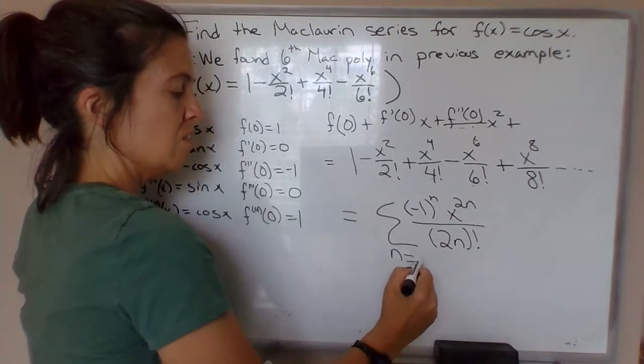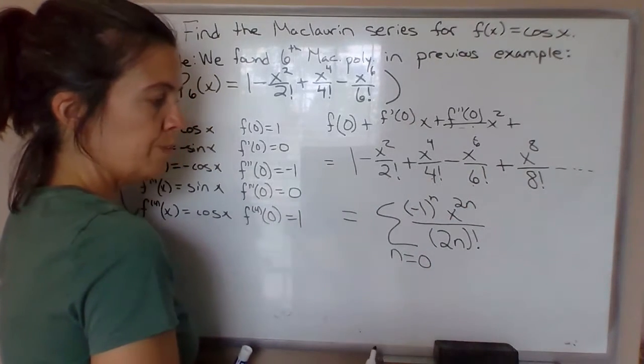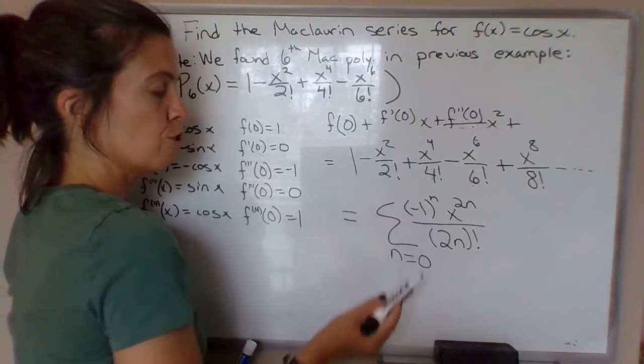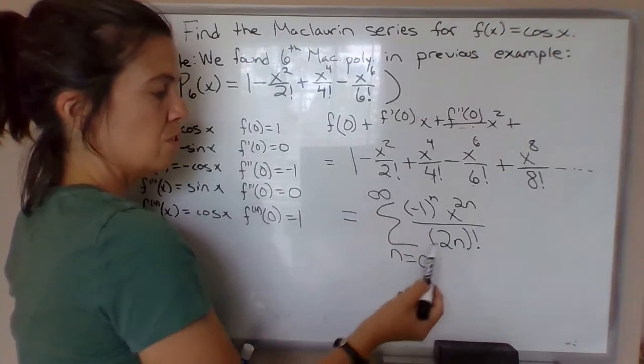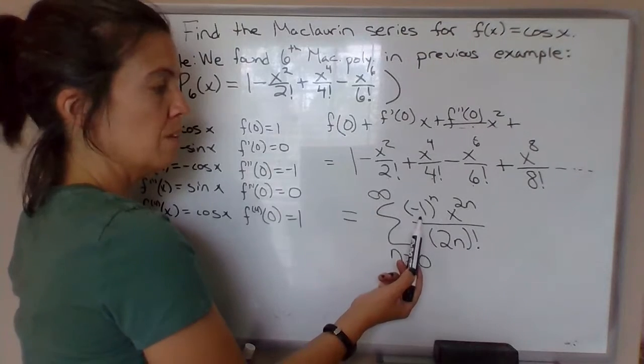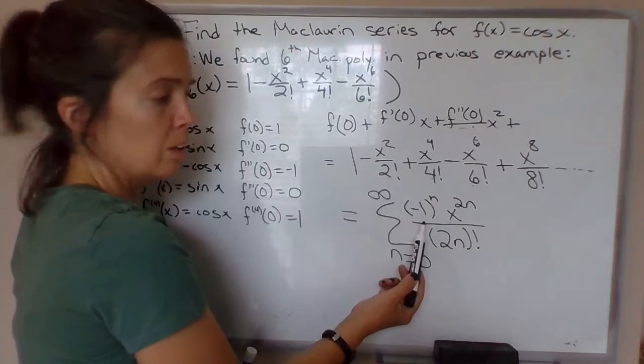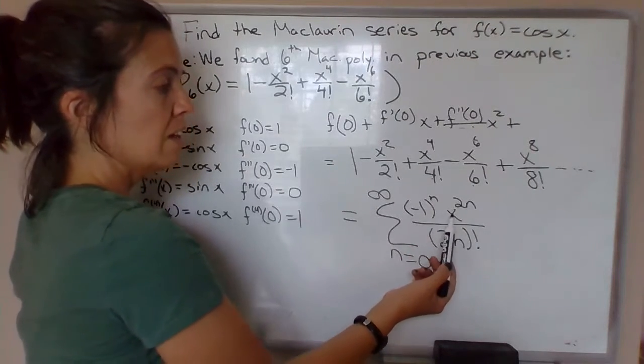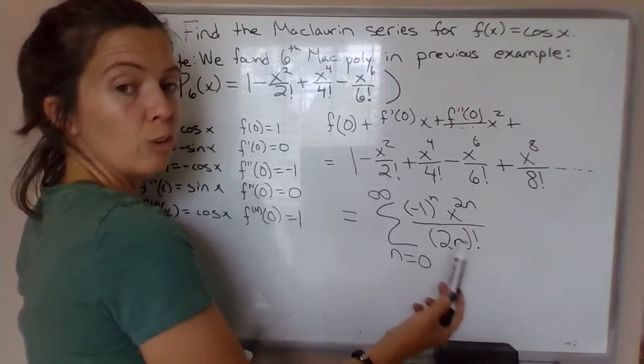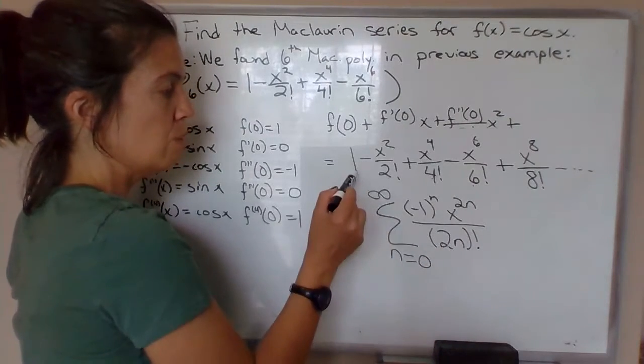I want to have this sum start at 0. That way I get a first term of 1. And let me make that argument. So negative 1 to the 0 would be 1, times x to the 0 would be 1. 0 factorial is defined to be 1. So when n equals 0, you get 1 here.